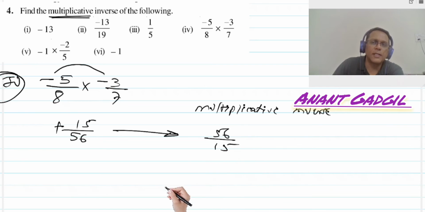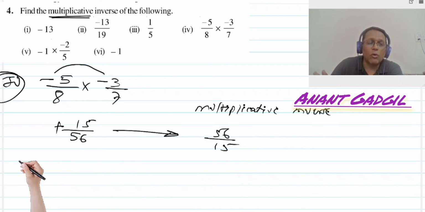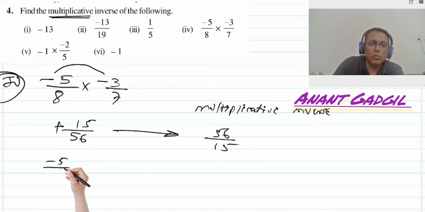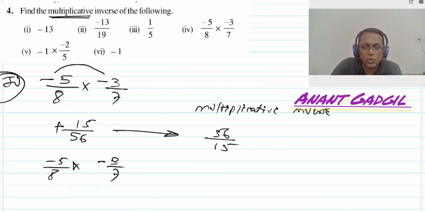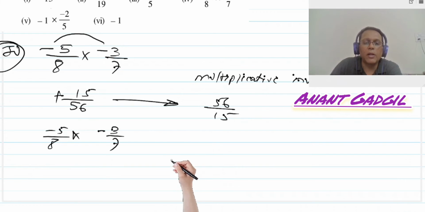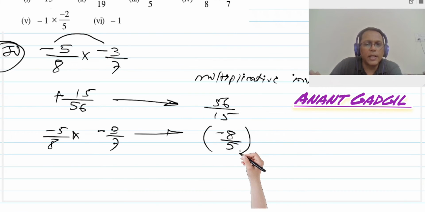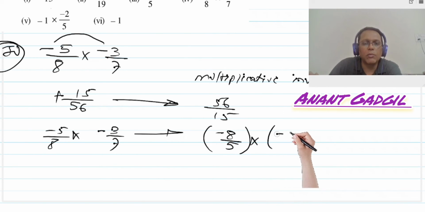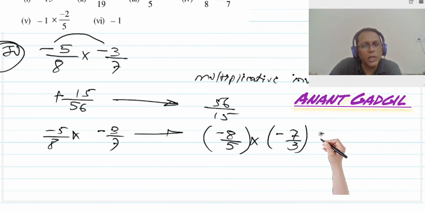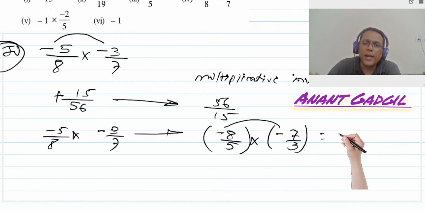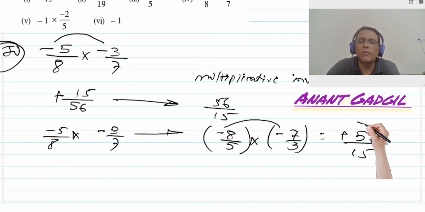That's it. Simple. Or you can do it the other way also. Minus 5 by 8 multiplied by minus 3 by 7 was the question. To get the multiplicative inverse, what can you do? You can just reverse, right? So minus 5 by 8 becomes minus 8 by 5 and minus 3 by 7 becomes minus 7 by 3. See what your answer will be. 8 times 7 is 56, minus into minus is plus, 5 times 3 is 15. So the answer remains the same.